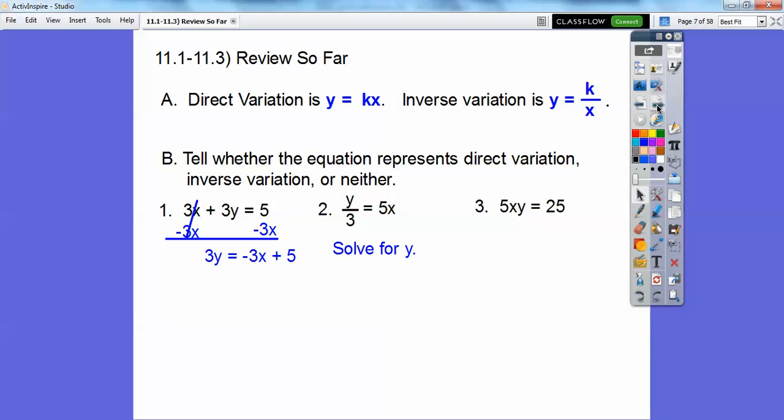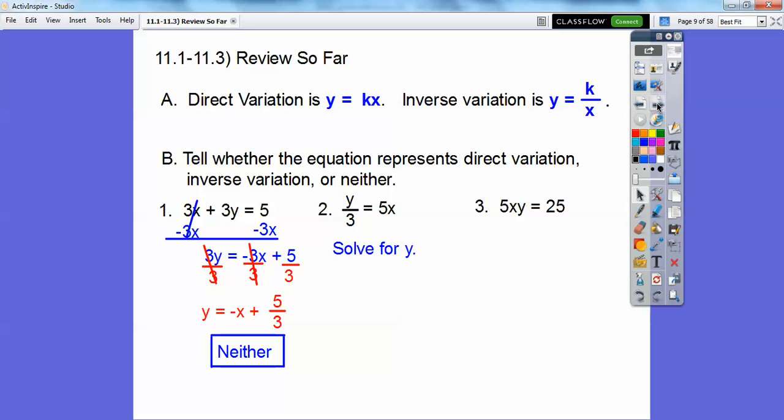For this one, we're going to subtract 3x on both sides, and we get 3y equals negative 3x plus 5, and then divide by 3. It has to be y equals kx without the plus 5/3. So this one's neither, because of that plus 5/3.